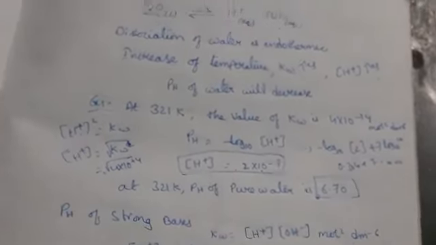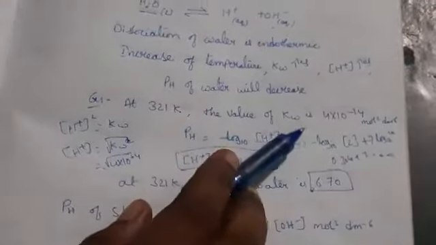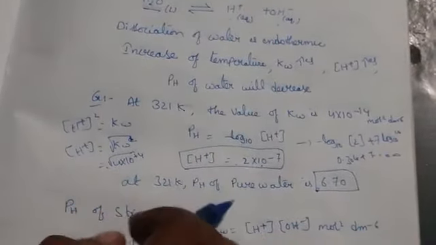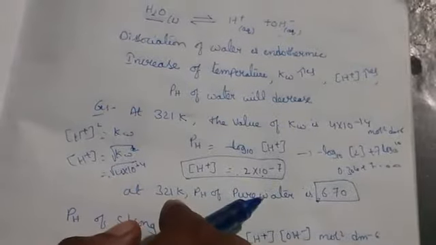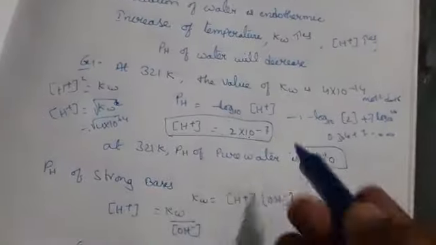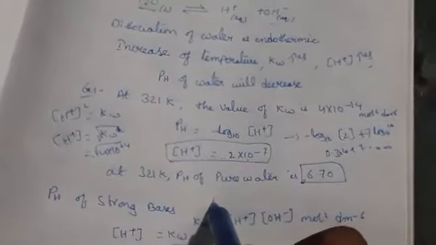See here what I have told you: the temperature is increasing, the Kw value is increasing, and the concentration of hydrogen is increasing, but the pH of pure water is decreasing. Observe clearly. This is nothing but acid condition, which means the H+ ion is more and the OH- ion is less. Okay, so this is about acids.